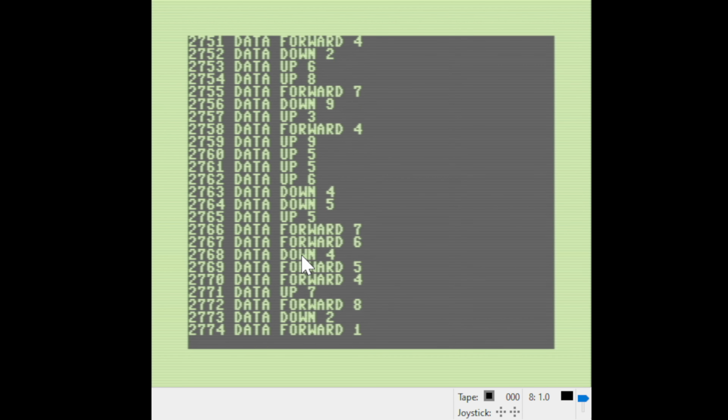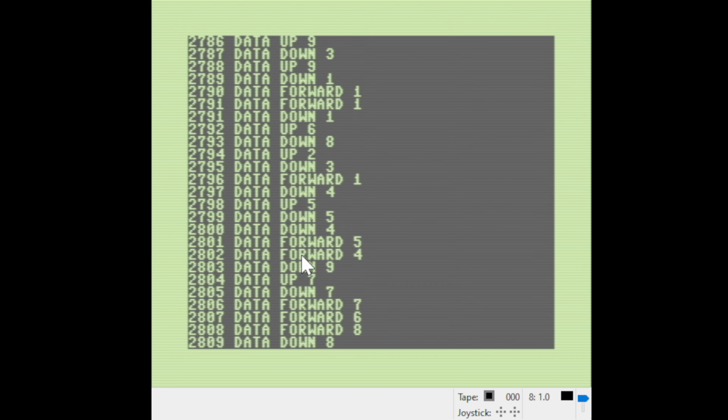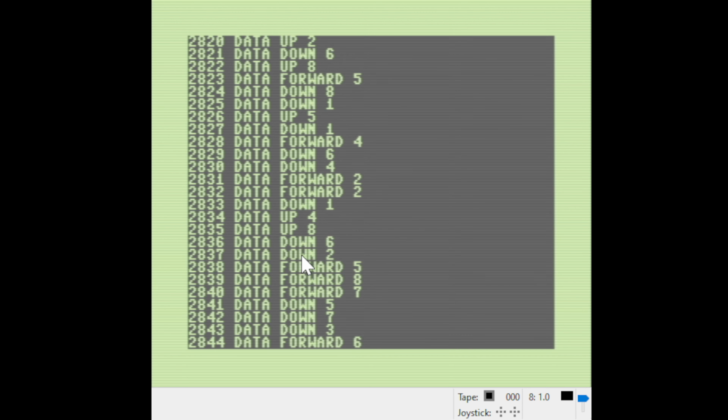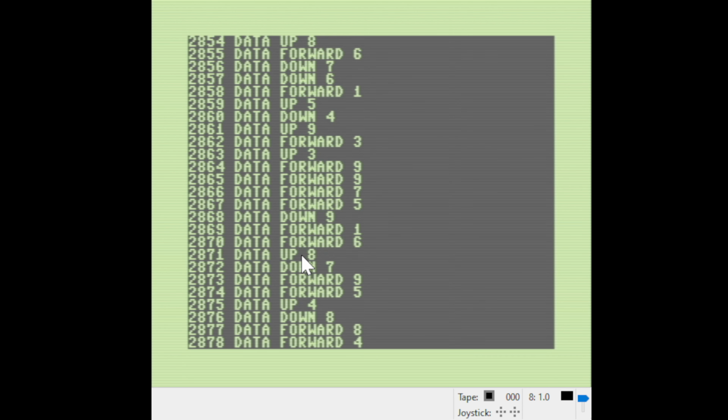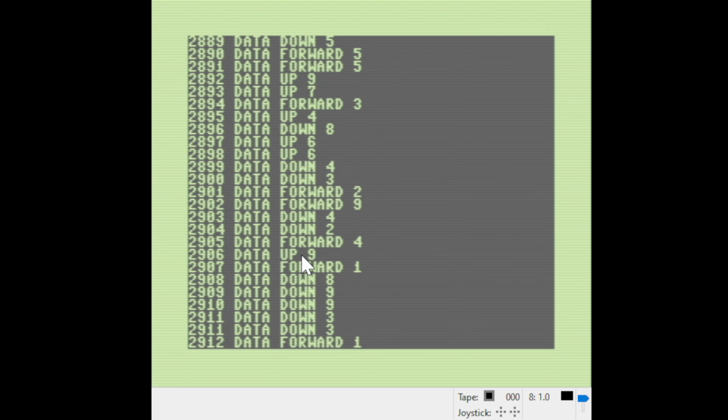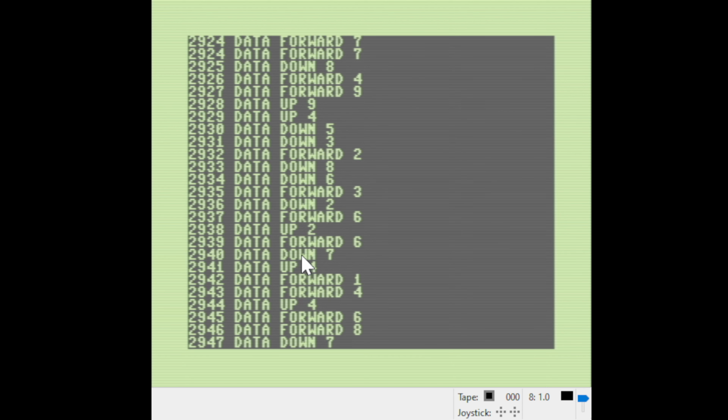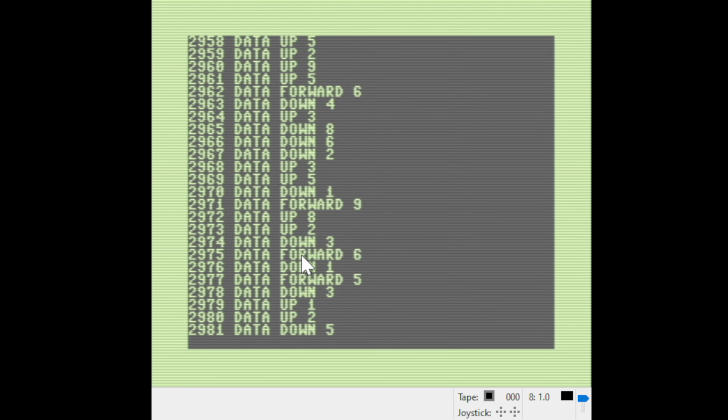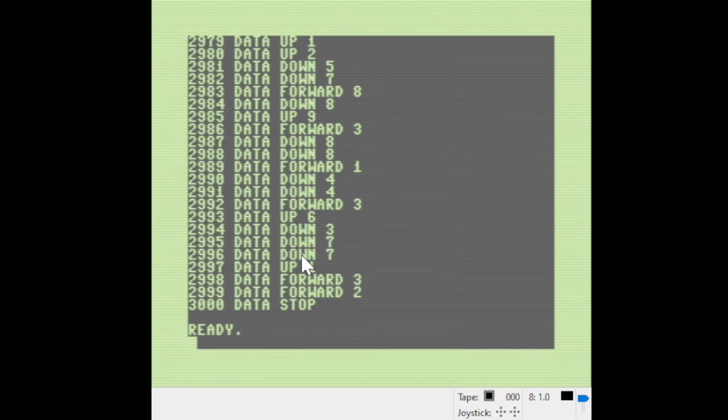And then at the very end of this, there is a stop DATA line just to say, hey, stop, instead of registering an out of data error. So as you can see, it's quite long. Lines 2000 to 3000 are just DATA lines, one line of input at a time.